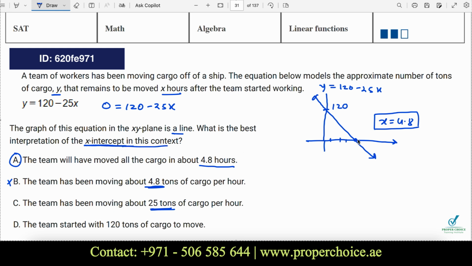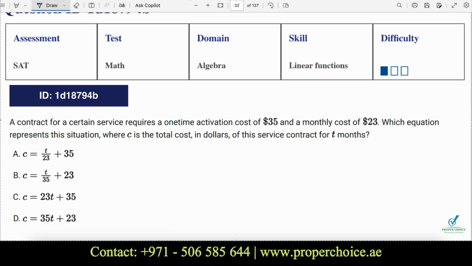So that is the reason I have to talk with respect to what information has been given. The team started with 120 tons of cargo to move. This is also true, as I said, initial value 120. But the question specifically asked about interpretation with respect to the x-intercept. That's why A makes more sense. This is a very easy question.